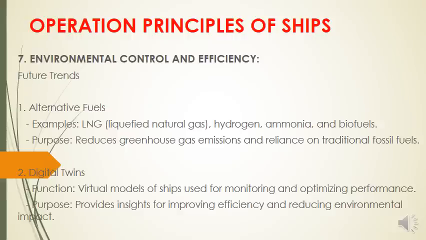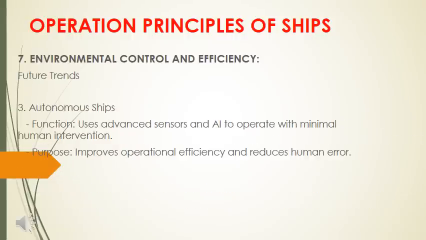Now, as I wrap up this point, what are the future trends, the future outlook of this? The first is the use of alternative fuels, which could be hydrogen, liquefied natural gas, and so on. And number two, the use of digital twins, such as virtual models of ships used for monitoring and optimizing performance. This provides insights for improving efficiency and reducing environmental impact.